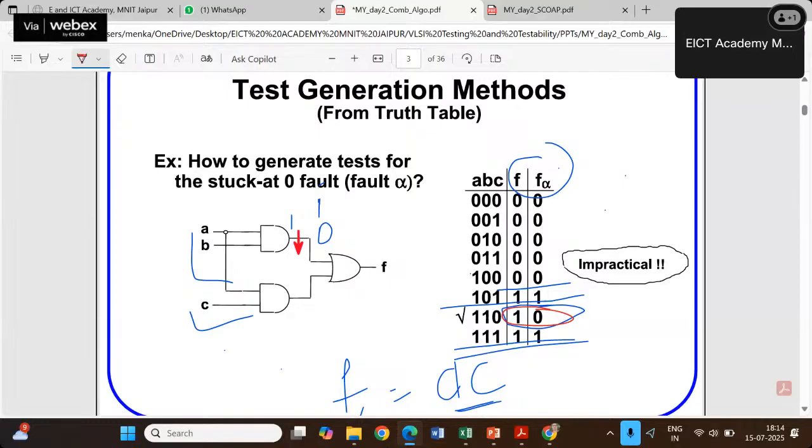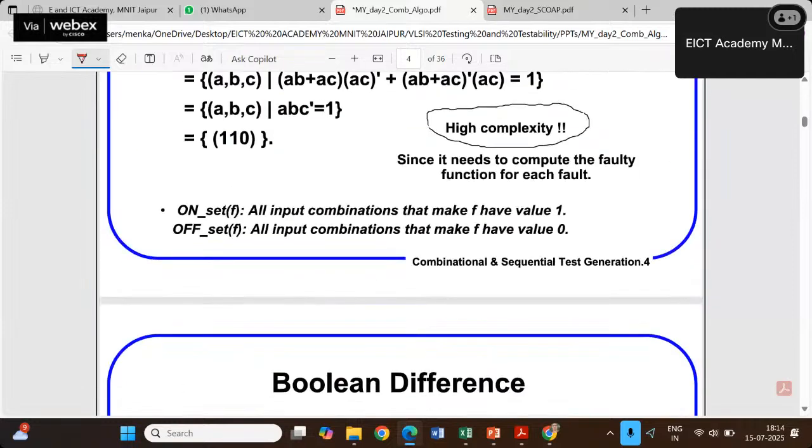So what is the test pattern out of this? This is the test pattern. 1, 1, 0 is the test pattern. So I hope it is understood well how the truth table based test generation method works. Any question in this? Yeah, so let us go to the next one.